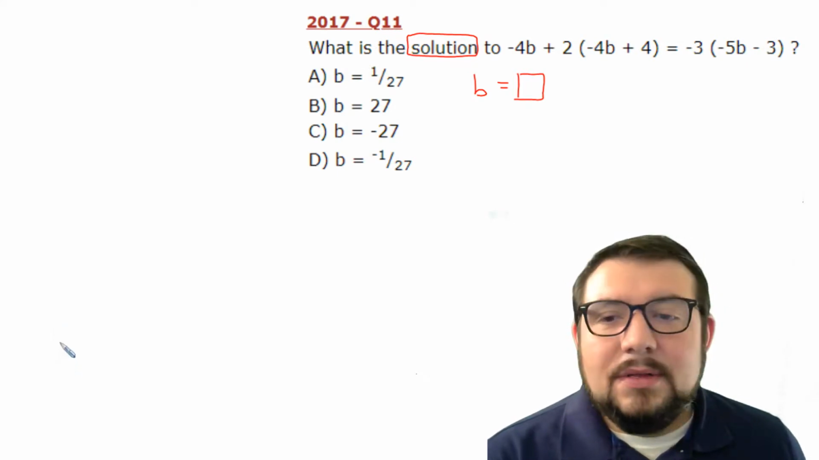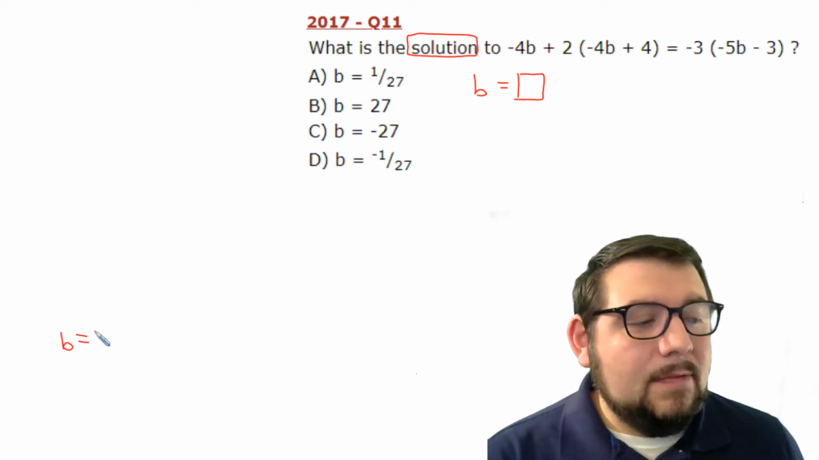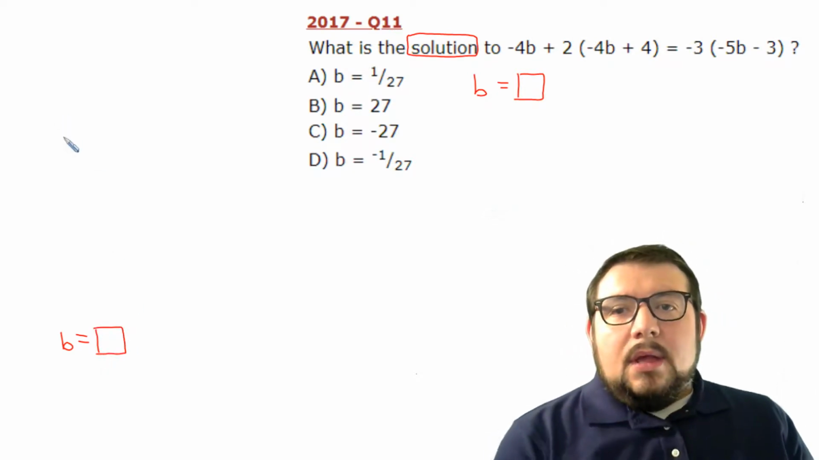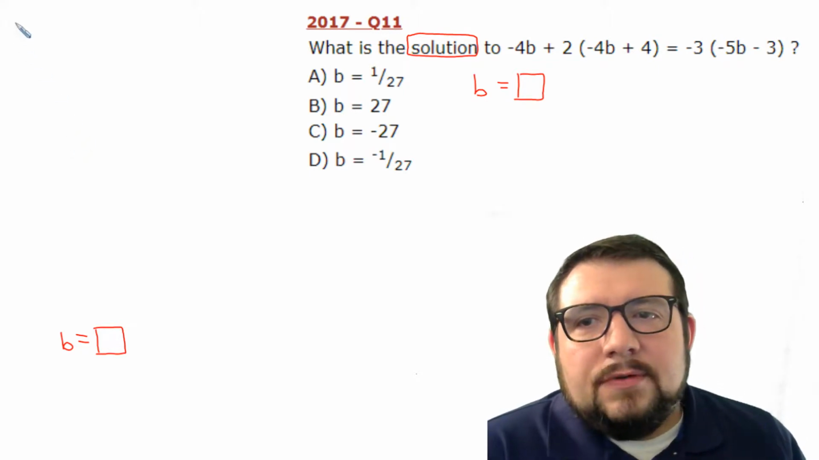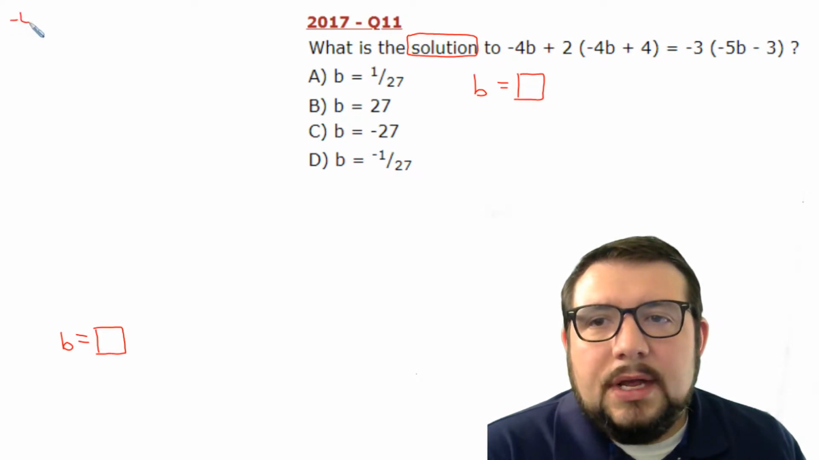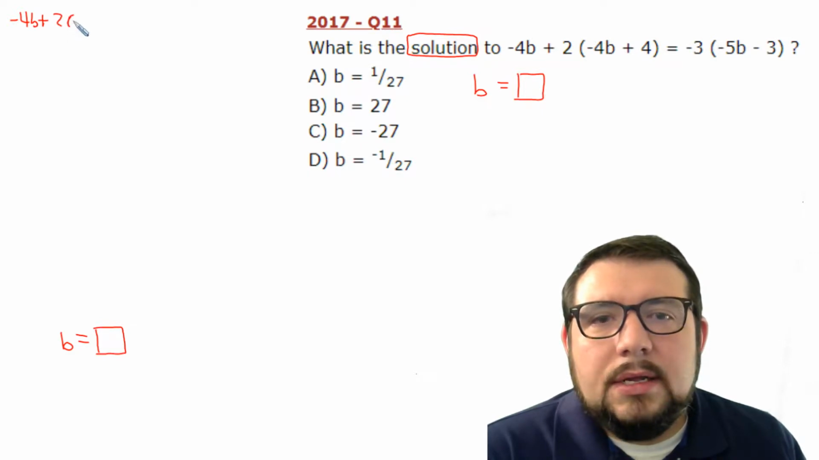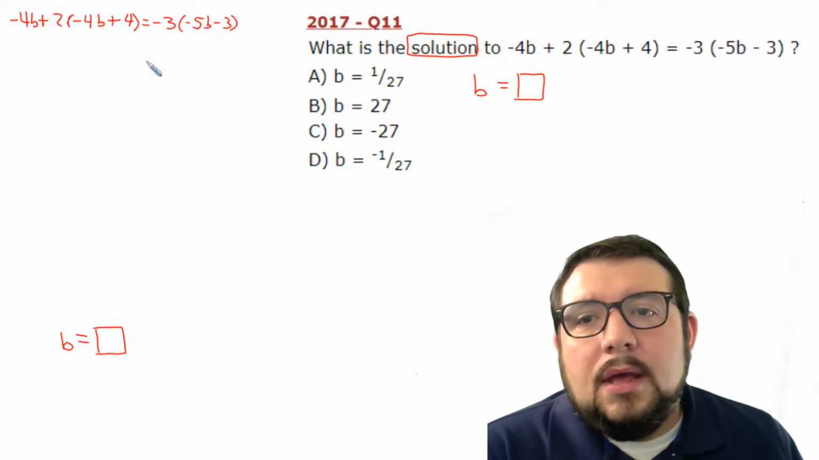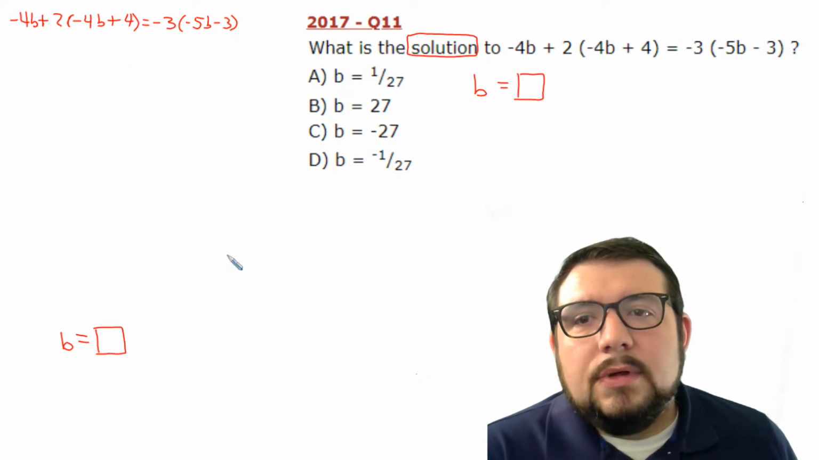So let me write that down here at the bottom of my paper. I'm going to write that because I want to know, hey, what am I trying to get to here? Okay. And then, because we're going to be solving an equation, the first thing I'm going to do is, of course, copy the question. So I'm just going to copy down my original algebra here, negative 4b plus 2 times the quantity of negative 4b plus 4 parentheses equals negative 3 parentheses negative 5b minus 3. Okay. And hopefully we'll be able to work with this.